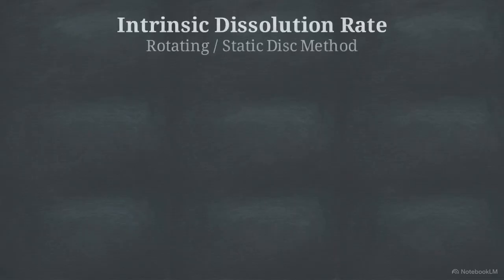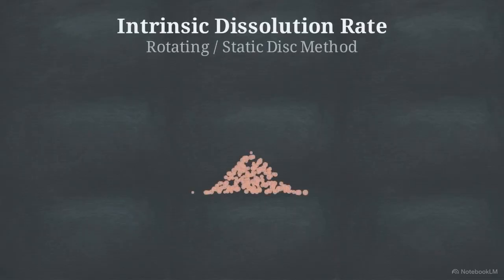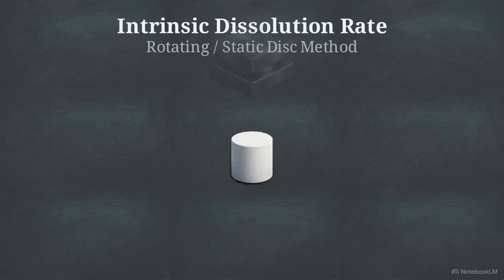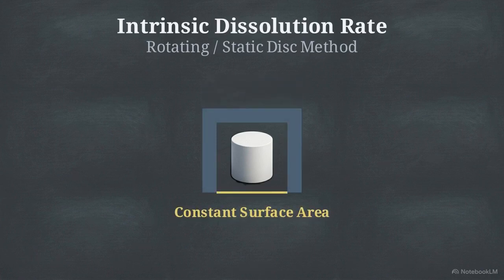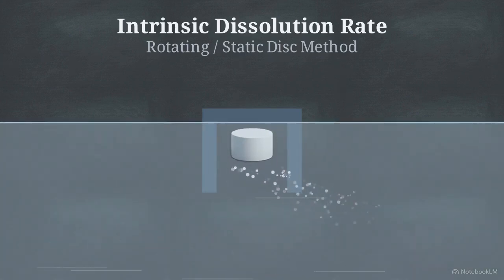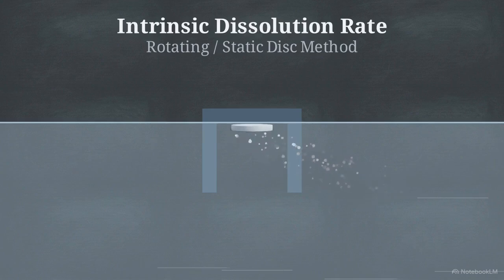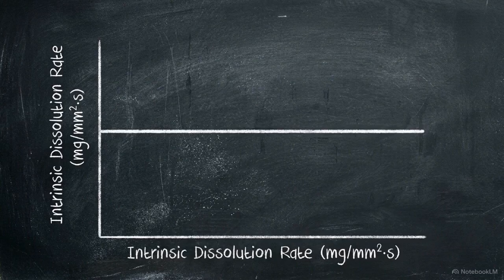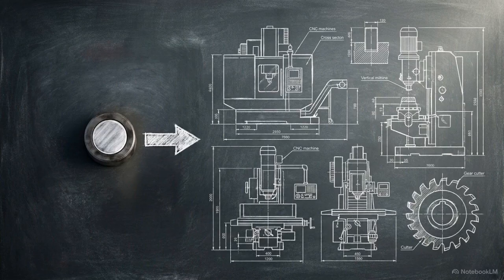To achieve this physically, scientists use the rotating or static disk method. The raw powdered drug is compacted under heavy pressure into a solid, non-disintegrating cylinder. It is placed in a holder so that only one single, perfectly flat circular face is exposed to the solvent. As the drug dissolves, the face recedes uniformly, but its exposed surface area never changes. By isolating the rate from the geometry, IDR provides the true kinetic baseline of a molecule, giving researchers precise data before they commit to specific milling or manufacturing processes.